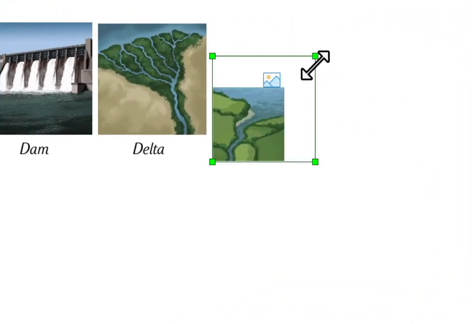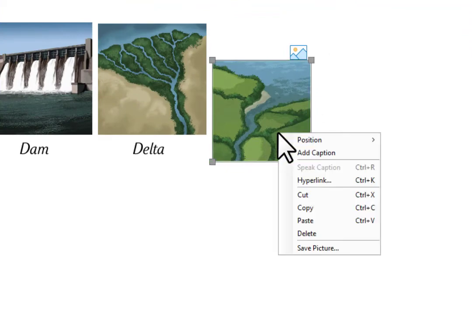You can resize a picture by dragging one of the corner handles, right-click an image to add a caption or a hyperlink.